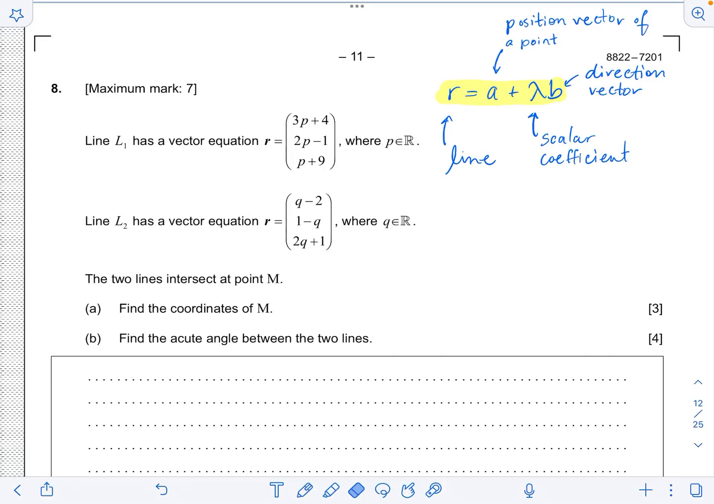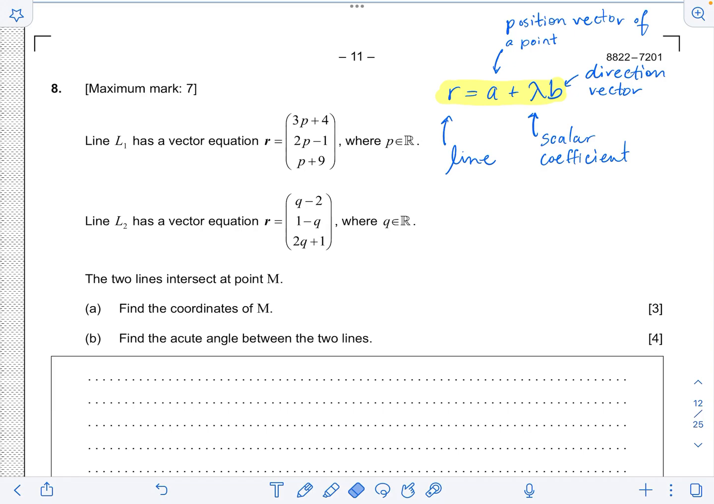I am looking at problem number 8 on the HL paper 1 from November 2022 from your mock exams from last week. So I'm going to start with problem number 8. Here we have the line L1 that has a position vector given, as well as L2 has a vector equation.